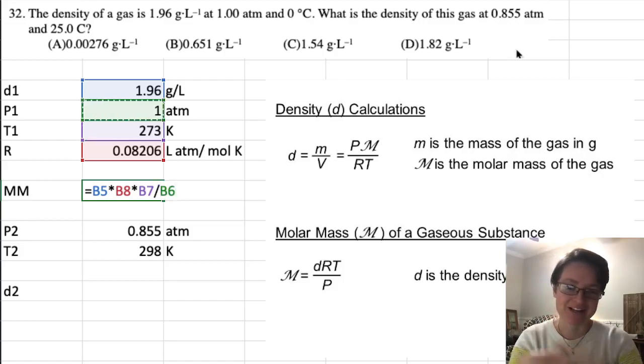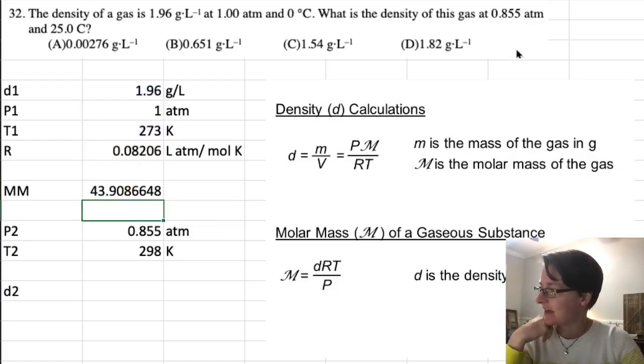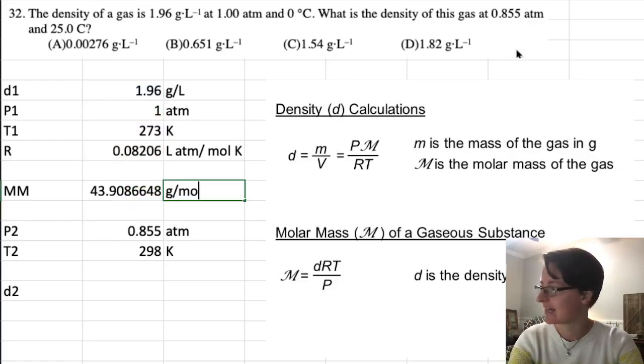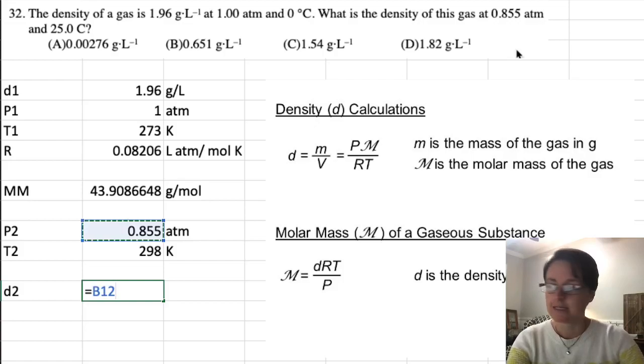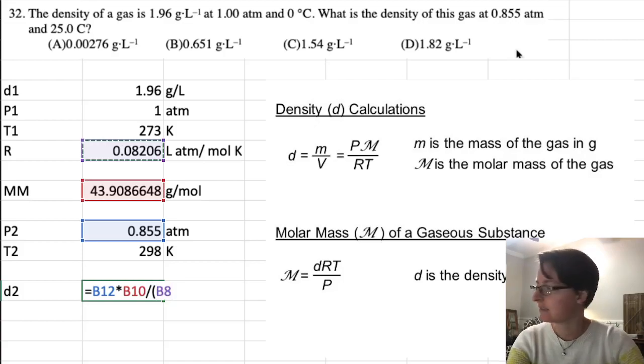And what's great is in Excel, I can do this immediately and pretty easily. This is going to tell me that the molar mass of my gas is 43.9 grams per mole. Now that I have that information, I can plug this back into the top version of the equation, which tells me that the density under this new set of conditions is going to be equal to the pressure times the molar mass of the gas, which I just solved for in the previous step, divided by the value of my gas constant, and also divided by my temperature.